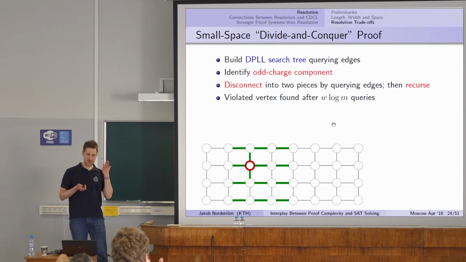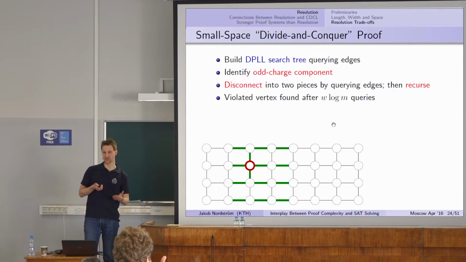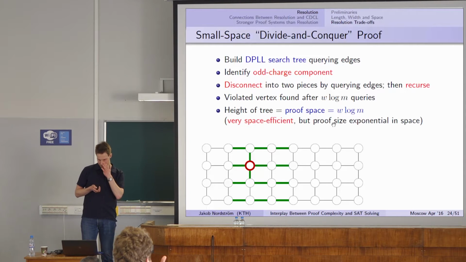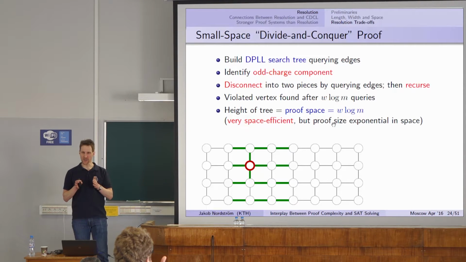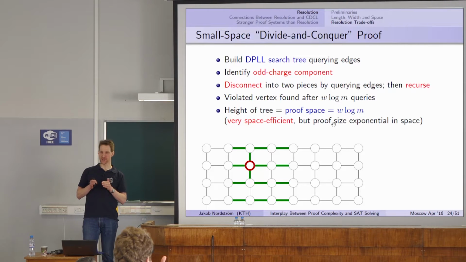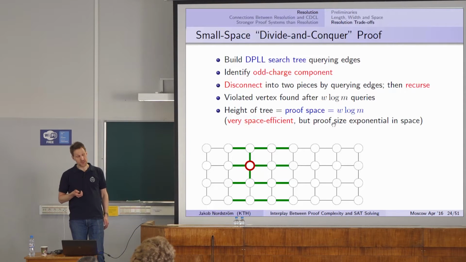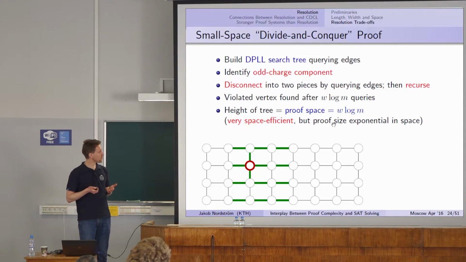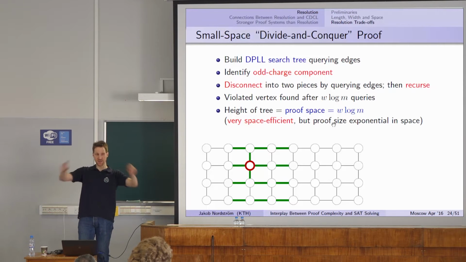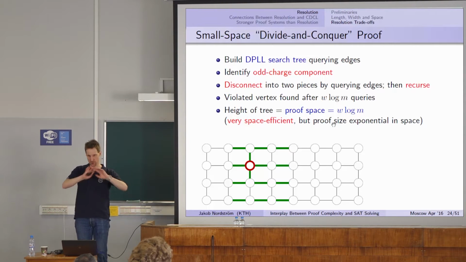It turns out that this is straightforward to turn into a very space-efficient proof. So if you want to find a space-efficient proof, it's sufficient to just build a shallow decision tree. I don't have time to argue, but it's not a hard connection. So this is very space-efficient, but the proof size is exponential in the space usage. Because the proof will be this whole tree, so it might be fairly shallow, but it's branching out pretty badly. So it's a large proof.